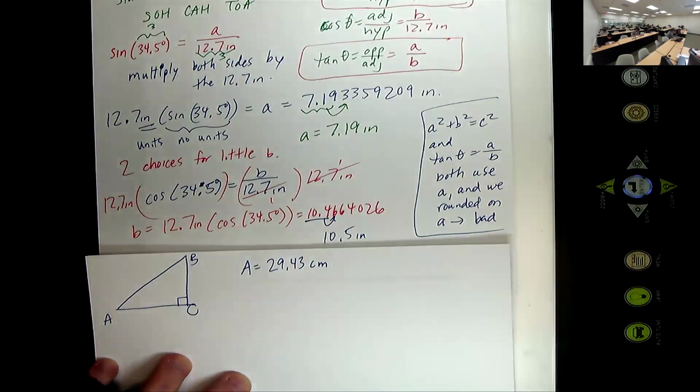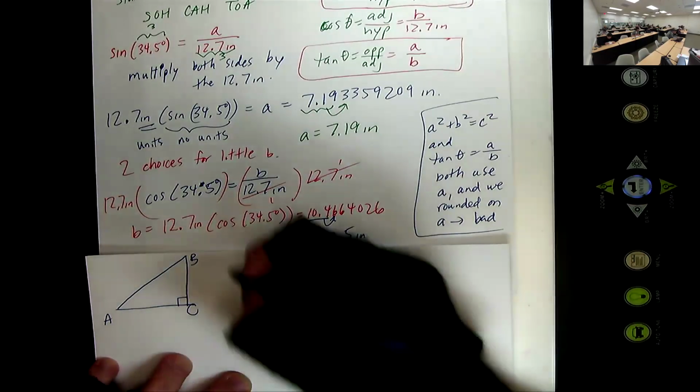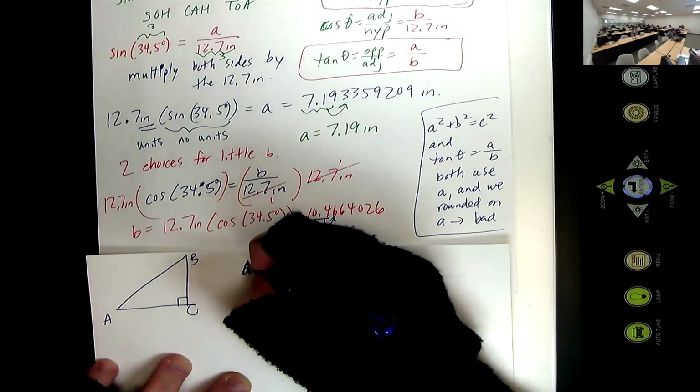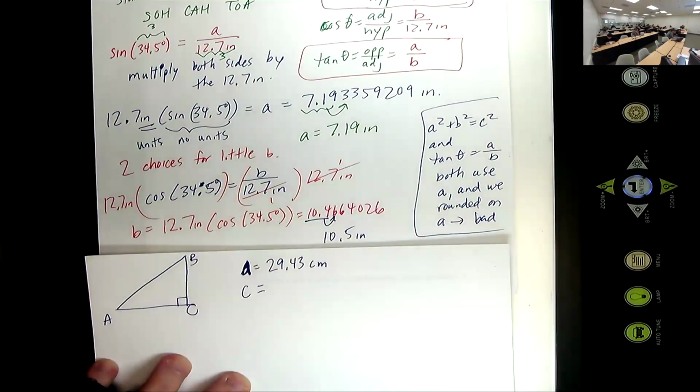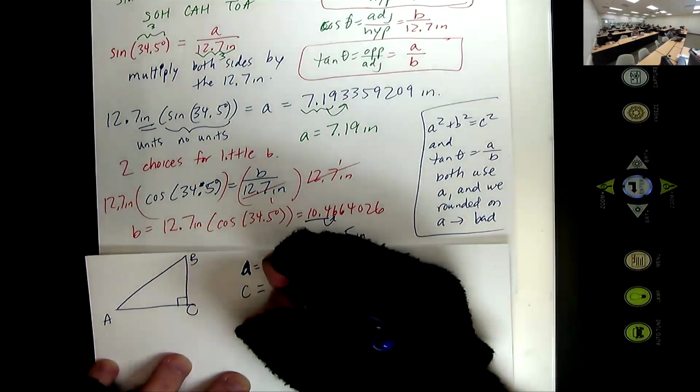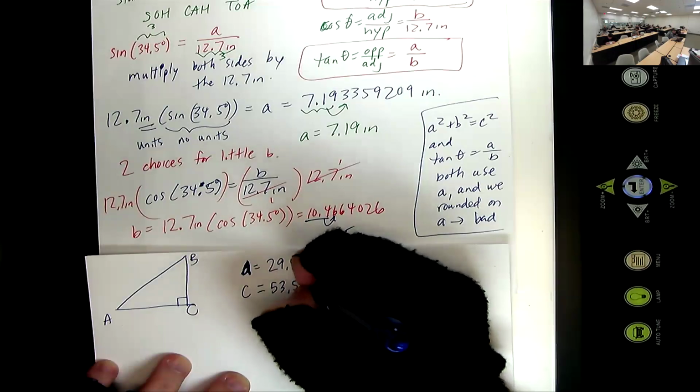That should be little a, not big A. Look at them messing up in the book. And little c is 53.58 centimeters.